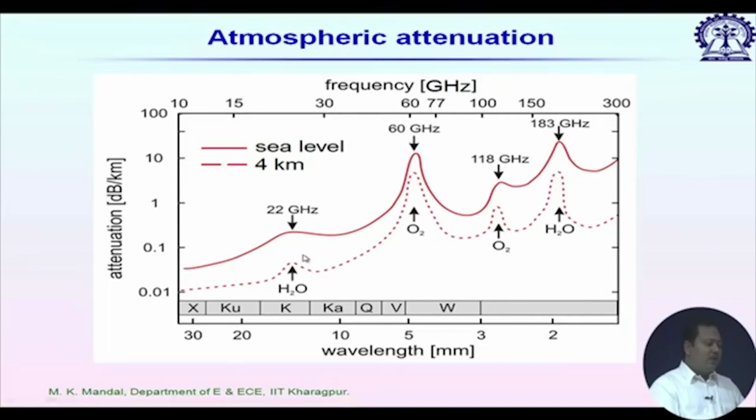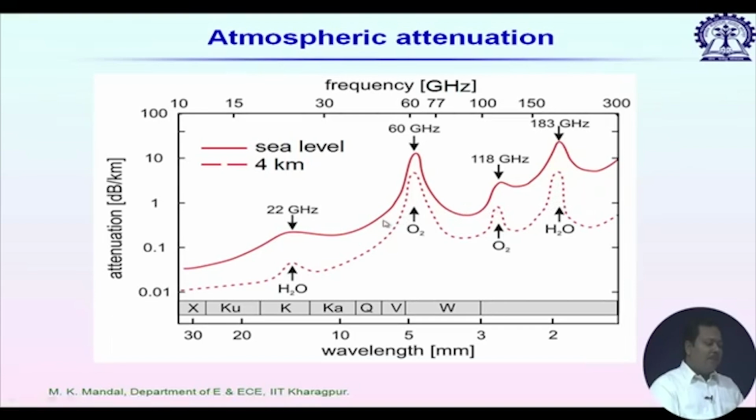At 22 gigahertz, we have one attenuation band. This is due to the resonance of a water molecule, H2O. Again, we have a 60 gigahertz peak here, where attenuation is very high. This is due to the absorption of oxygen, the resonance of the oxygen molecule. If I further increase the frequency, we have one more absorption band at 118 gigahertz. This is again due to the oxygen molecule, and at 183 gigahertz we have one more attenuation band, which is again due to the water molecule.